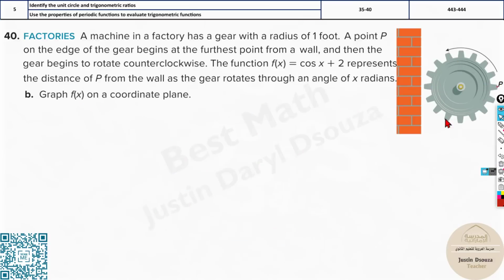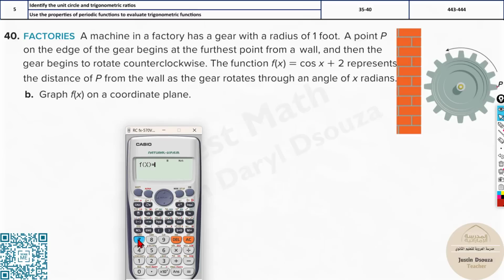And the next question is we need to graph it on the coordinate plane. Now how do we graph? It's very simple from the calculator. Again, mode 7, and now let's type it out. Cosine x, that is alpha x. So now what did I type? It's cosine alpha x. Close the bracket, plus 2. And now start it at 0. I'll end it at 360 degrees, because the period is 360. And I will give a step of 45 degrees.